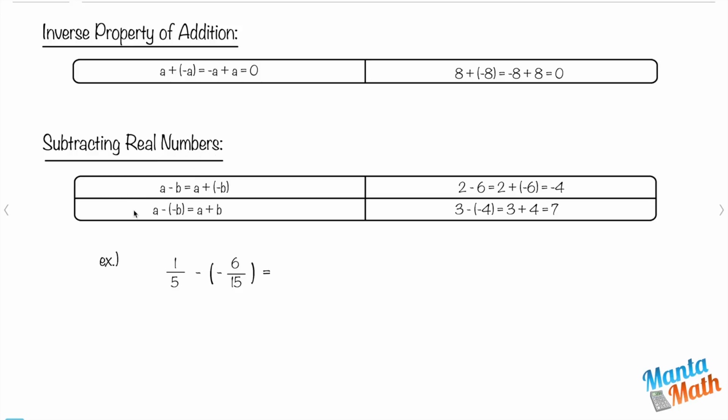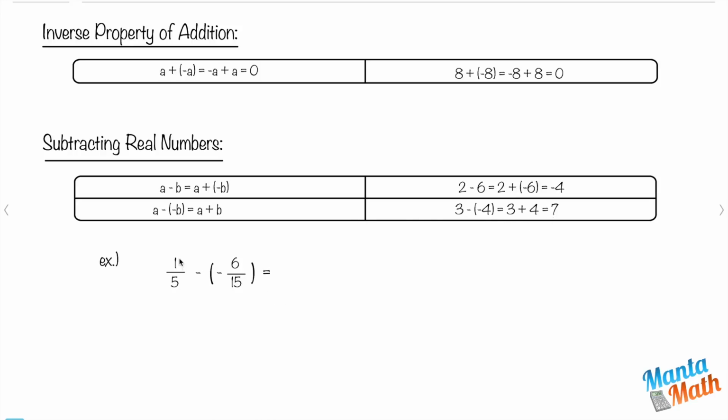And there are 2 different types of those. So the first one is a minus b equals a plus -b. Okay, and let's look at an example to see if that's true. And you can see that 2 minus 6 equals 2 plus -6, and both of those equal -4. And then our second example is a minus -b is the same as a plus b. An example of that would be 3 minus -4 is the exact same as 3 plus 4, and that equals 7. So let's do some examples.